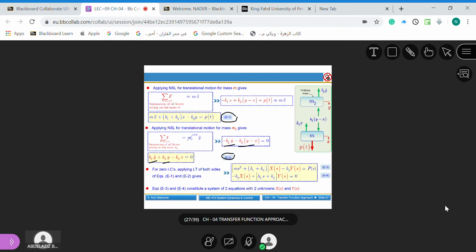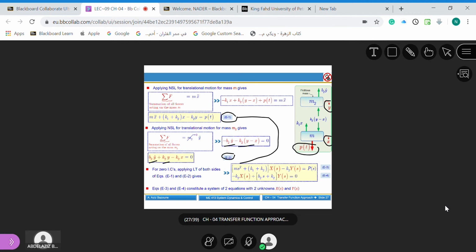Now, as you can see, we have one input, that is P of T, but we have two outputs, X of S and Y of S. We write now the Laplace transform of both sides and see. If we write the Laplace transform of equation E1 here, this will be MS square plus K1 plus K2 X of S minus K2 Y of S is equal to P of S. This is the Laplace transform of the first equation E1, provided we have zero initial conditions.